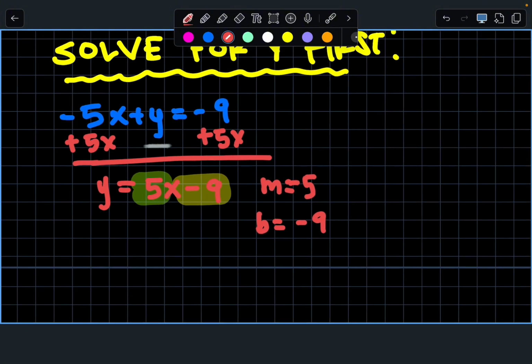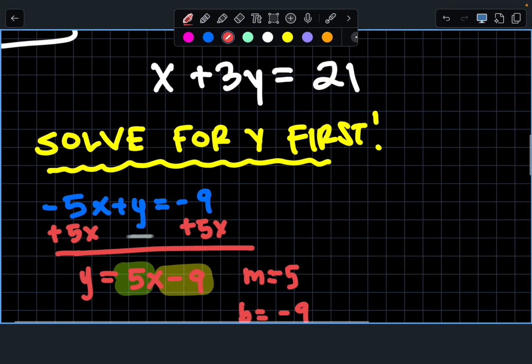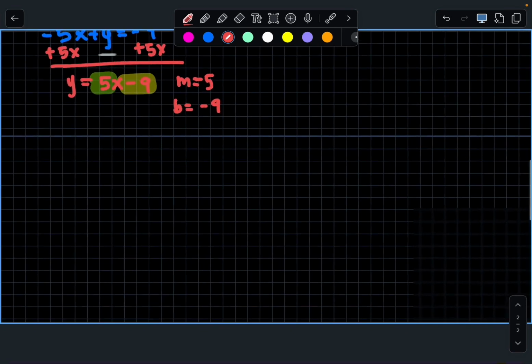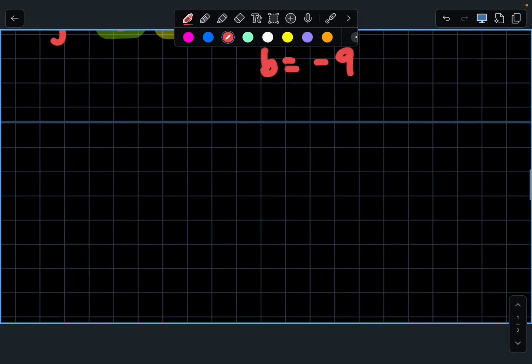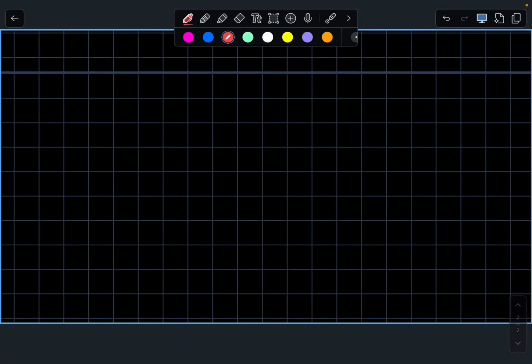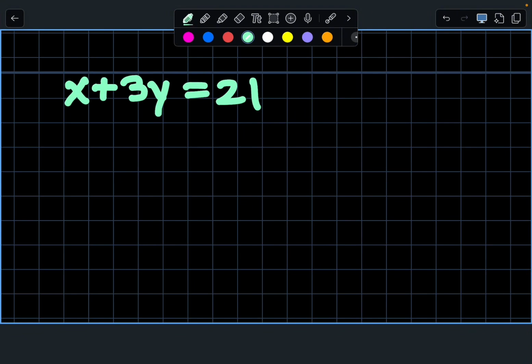We are going to do the same for the second equation, x plus 3y equals 21. Let's do it over here. x plus 3y equals 21. To solve for y, we have to move the x first. So we're going to begin by subtracting x on both sides.